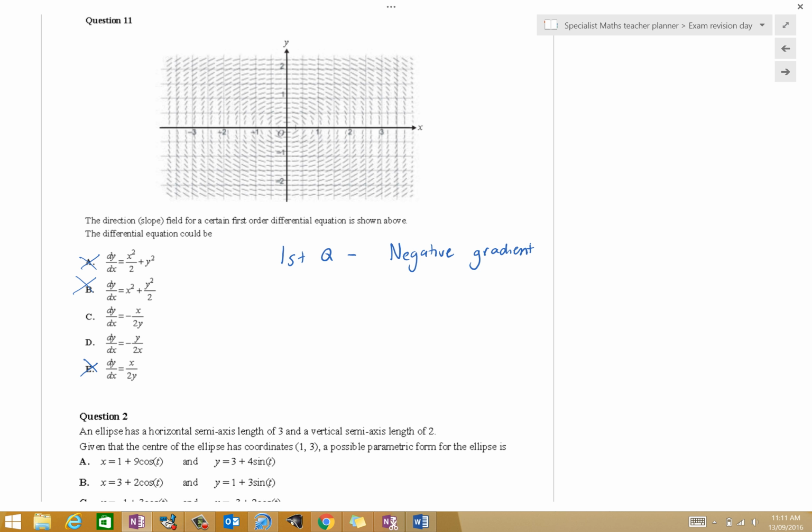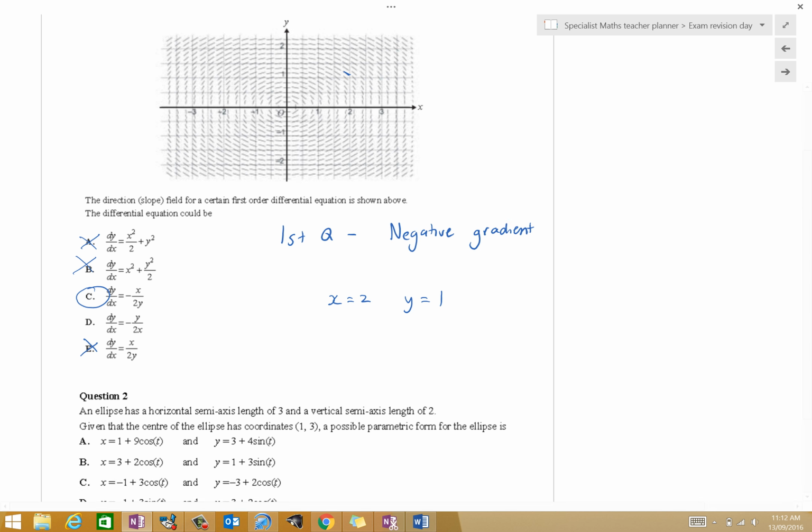Then I decide, okay, what can I do in terms of working out whether it's C or D? Well, if you pick a point, say x equals 2, y equals 1, then you can see at x equals 2, y equals 1, what does the gradient look like it is? Roughly 1 or negative 1. So therefore the answer must be C. Okay, because otherwise you would have a gradient of like negative a quarter or something, and that clearly is not negative a quarter, is it? All right, we're going to continue.